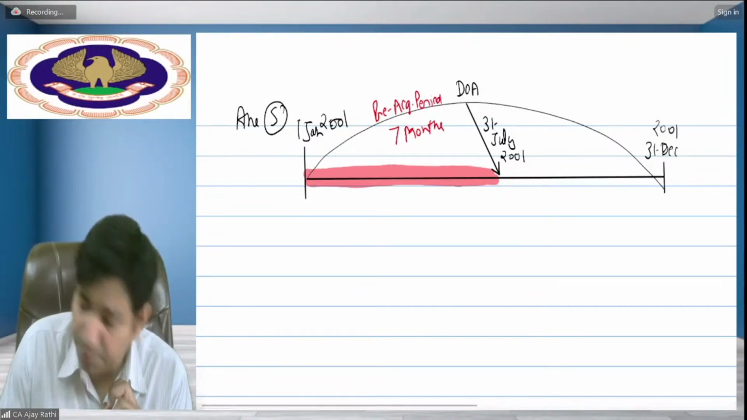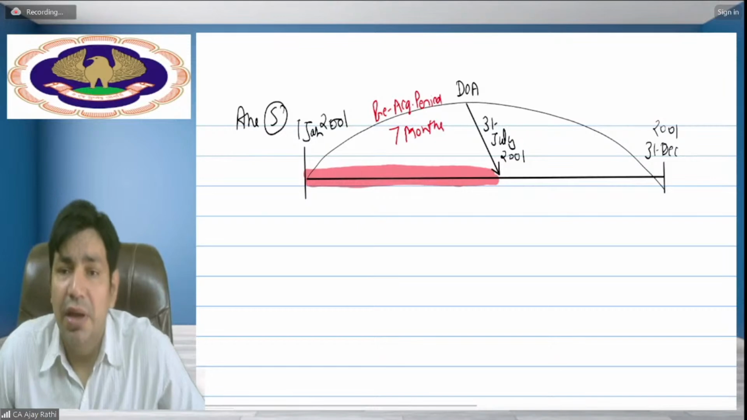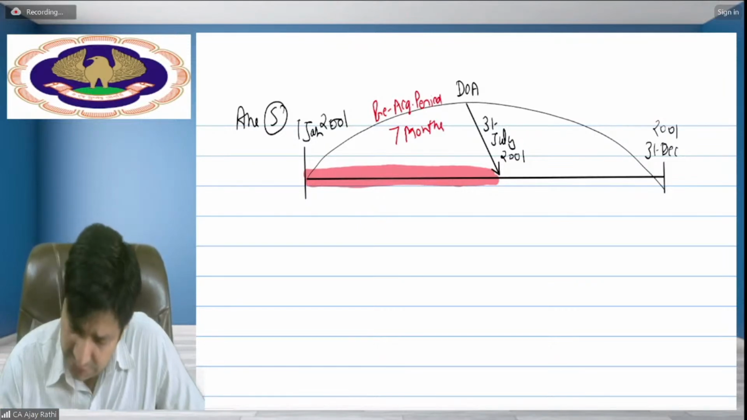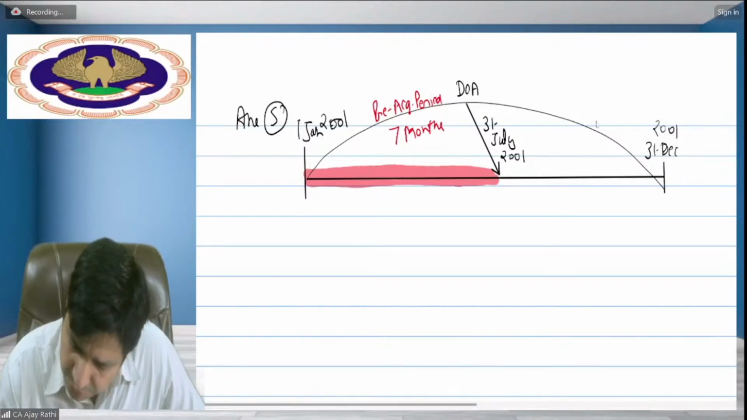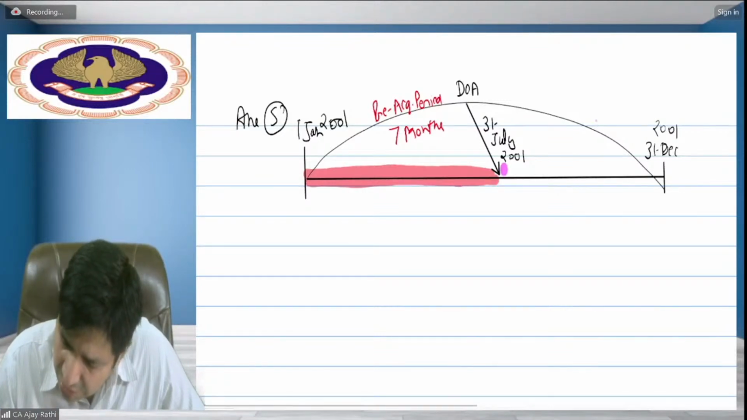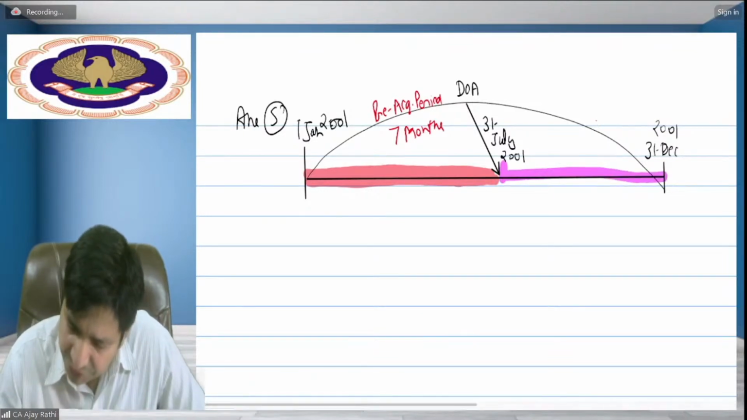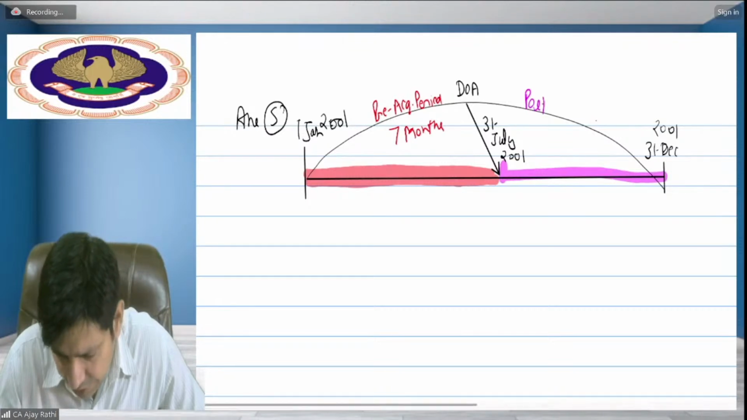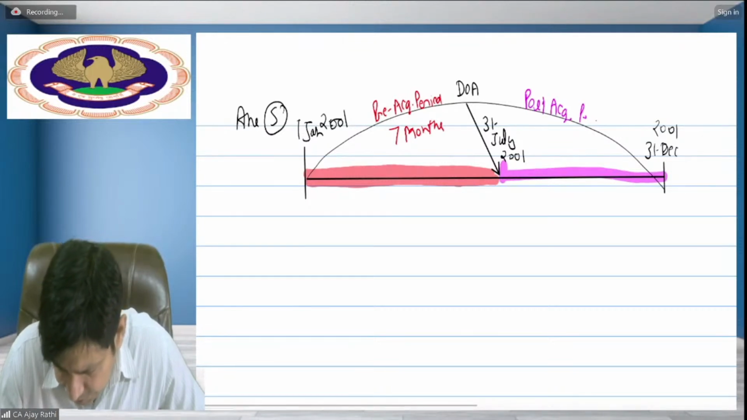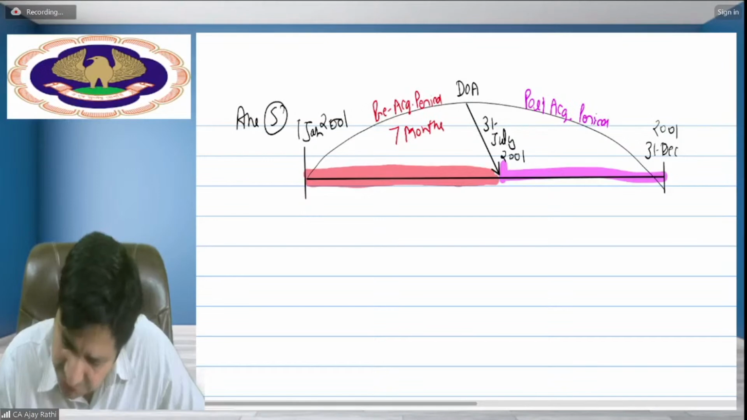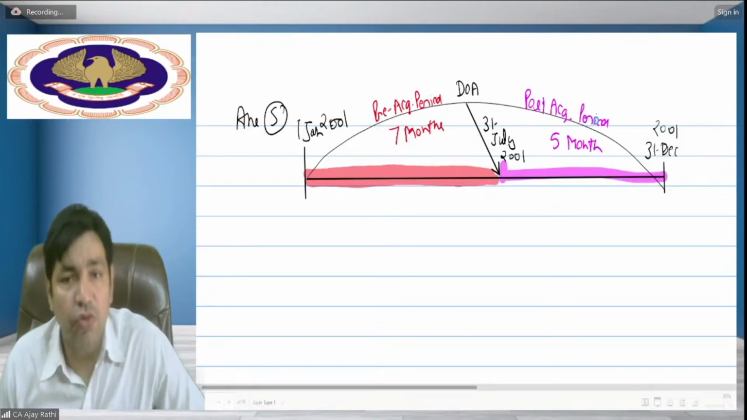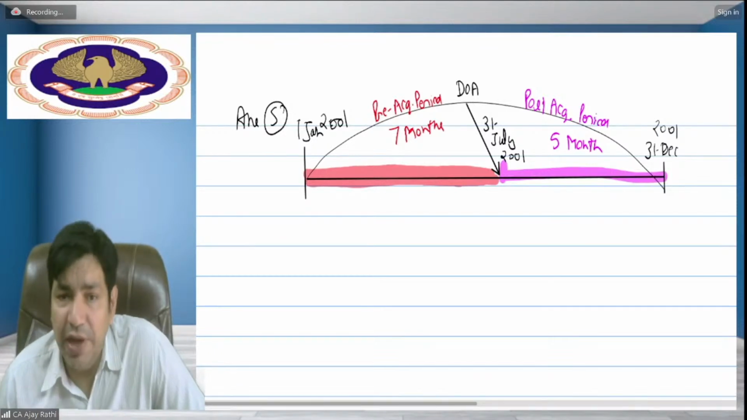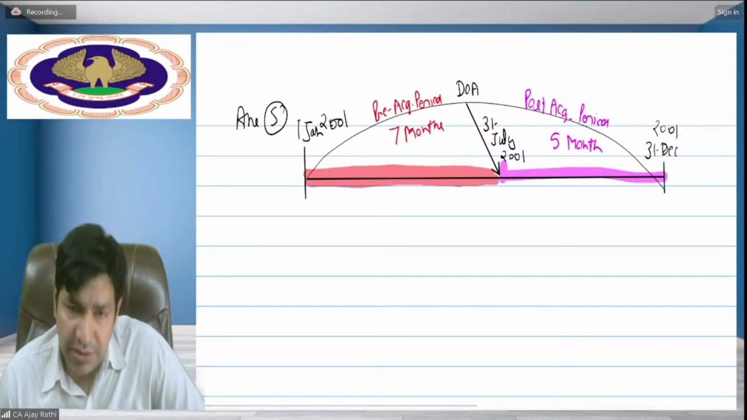Pre-acquisition period. And what about this? The post-acquisition means, sir, beta, after the date of acquisition, everything is post-acquisition. Yes, sir. This is the post-acquisition period. That is, of course, 5 months. Out of such 12, the 5 months are post and 7 months are pre.